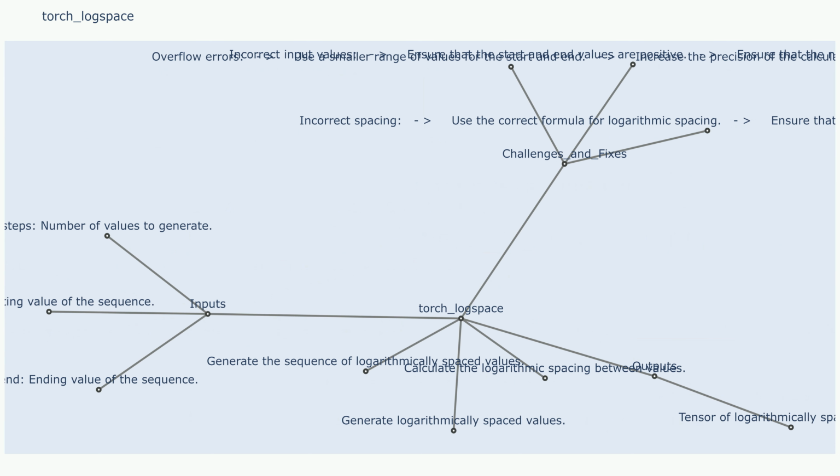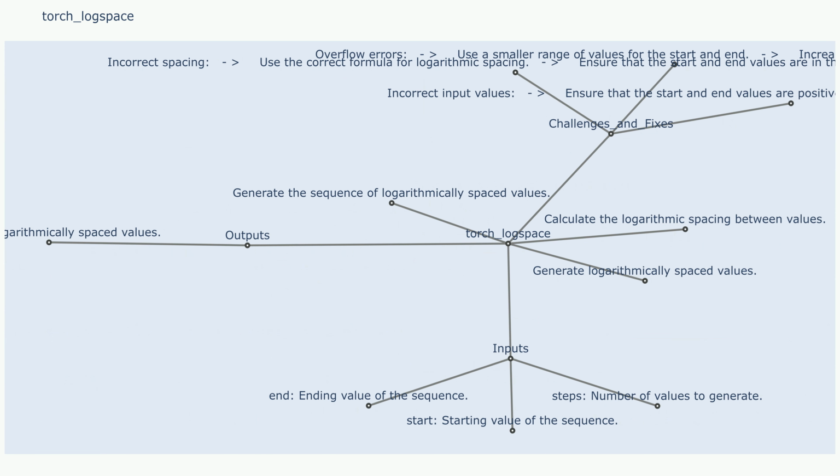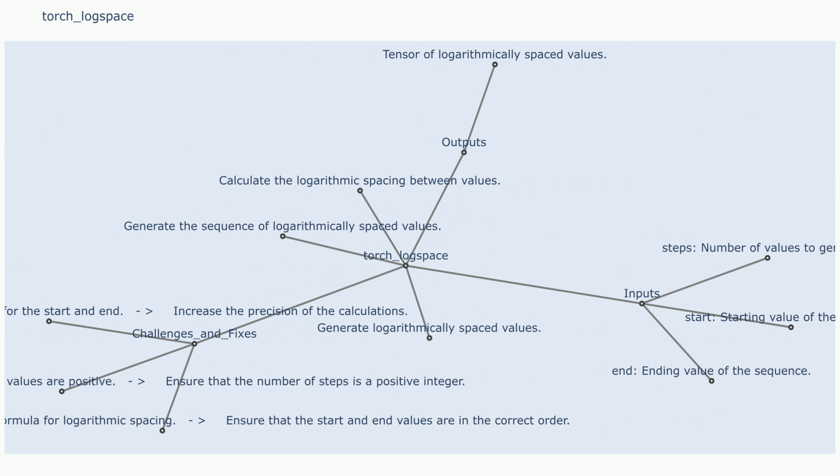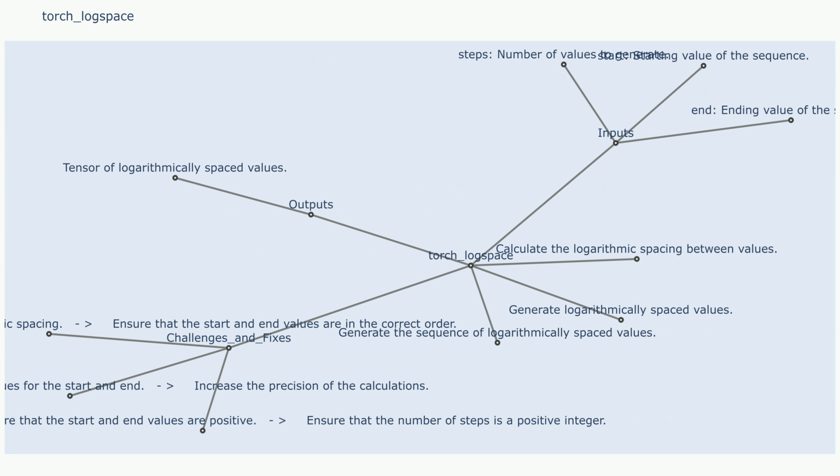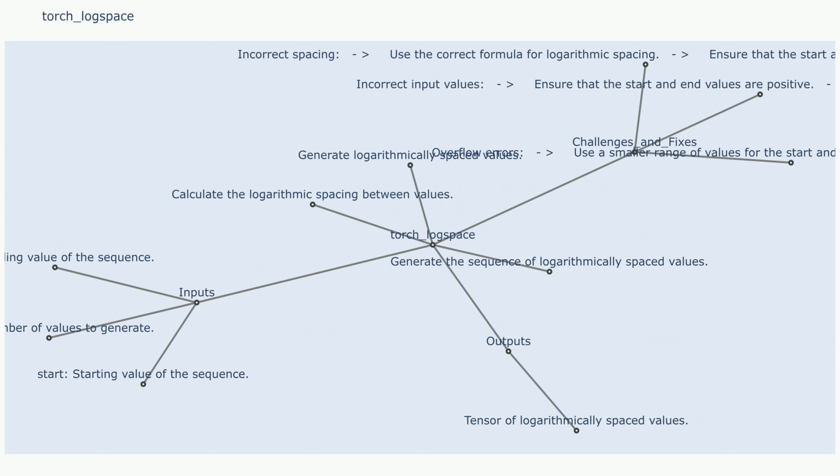It must be a float. Steps: the number of elements in the sequence. It must be an integer. Base: the base of the logarithm. It must be a float. Defaults to 10. dtype: the desired data type for the returned tensor. Device: the desired device for the returned tensor. Layout: the desired layout for the returned tensor. Outputs. A one-dimensional tensor with the specified number of elements, evenly spaced in logarithmic scale.